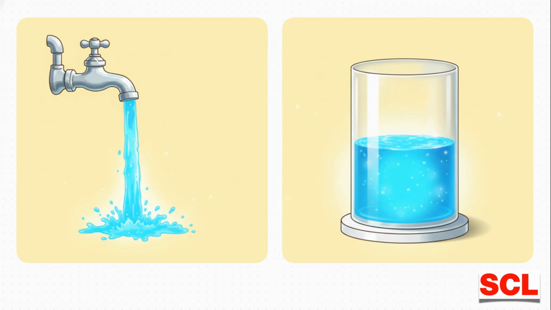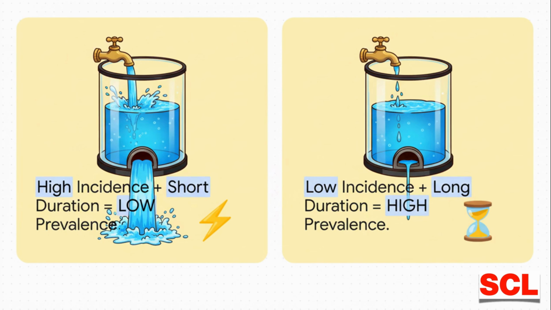It's a super simple analogy, but it's absolutely key. And this is where it gets really fascinating. That water level, the prevalence, doesn't just depend on how much water is flowing in, it also depends on the outflow. How fast the water is draining out.